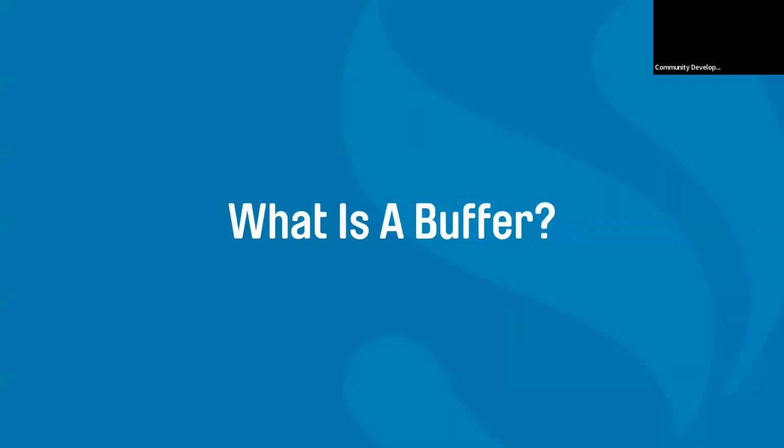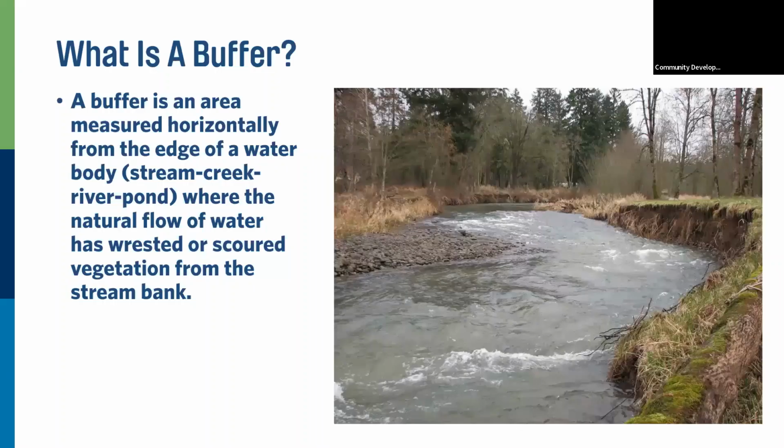So then the big question is, what's a buffer? In reality, it's actually pretty simply defined. As you can see here in the picture, where we have existing vegetation and then roots, dirt, everything that has scoured away from the water, the banks of this water. And so this is just a simple creek, no big deal here. So what we're showing here is just where that vegetation has been wrested away or scoured away from the actual stream bed. But we measure our buffers, 75 feet here in Sandy Springs, from that edge towards the property.